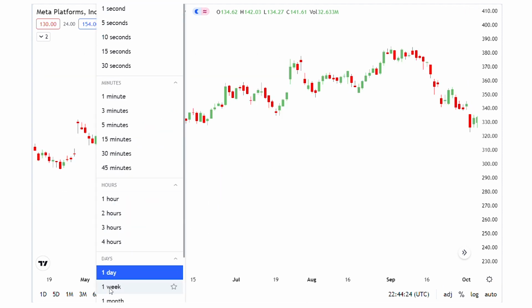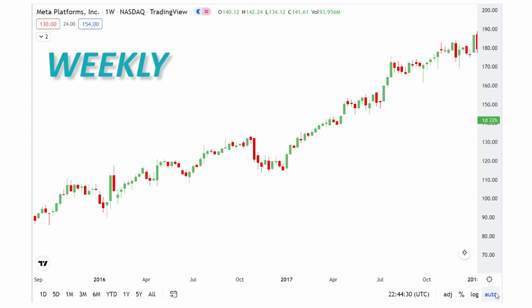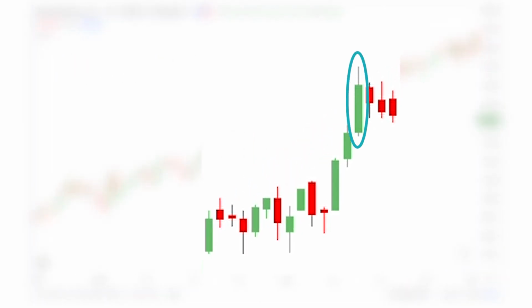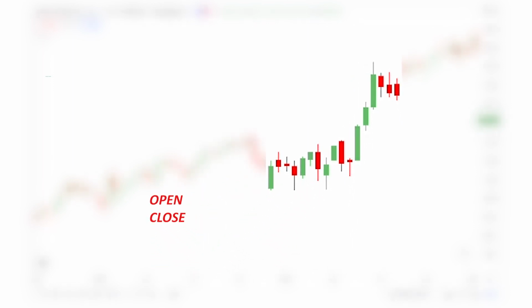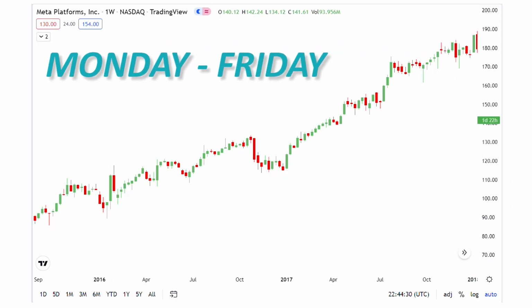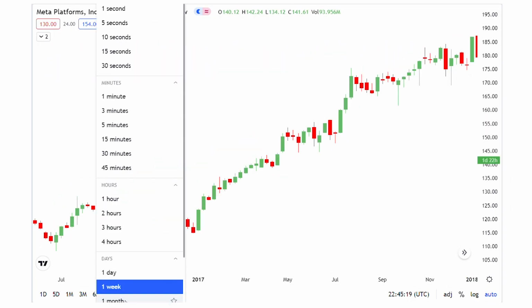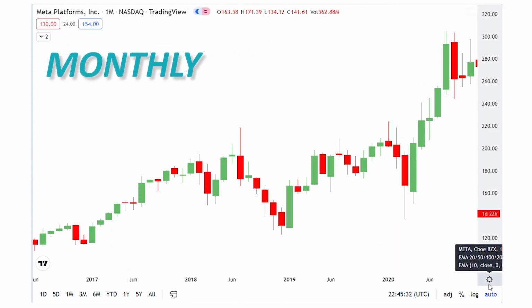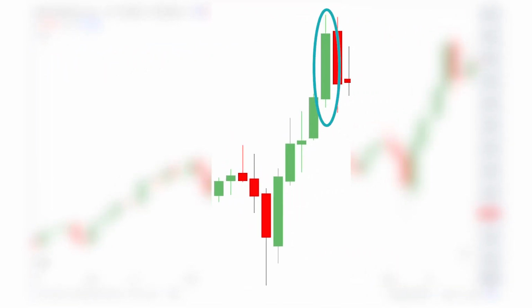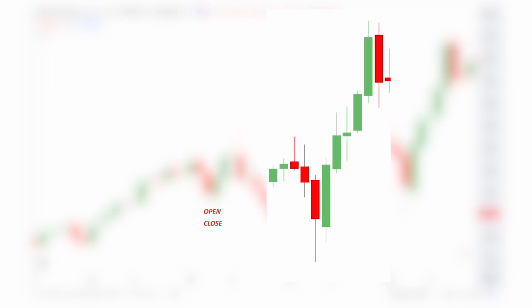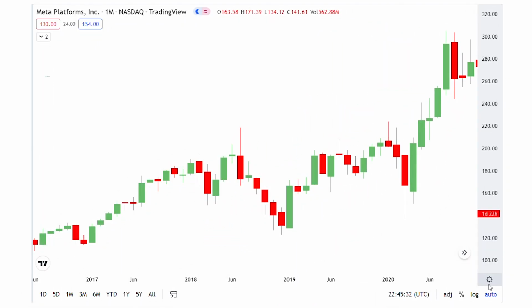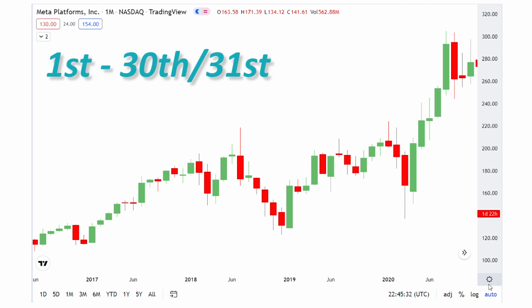Let's check out the weekly candlestick chart. It shows the weekly price movement. A green weekly candle says that the closing price is higher than the opening price, and the red candle shows that the closing price is below the opening price. Weekly chart shows the price movement from Monday morning till Friday evening. Similarly, if we check the monthly time frame, it shows the monthly price movement. The green monthly candle says that the closing price of the month is higher than the opening price, and the red candle shows that the closing price is lower than the opening price. And monthly chart shows the price movement from day 1 to day 30 or 31st of the month.